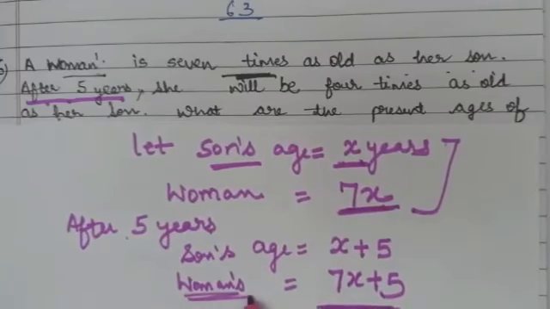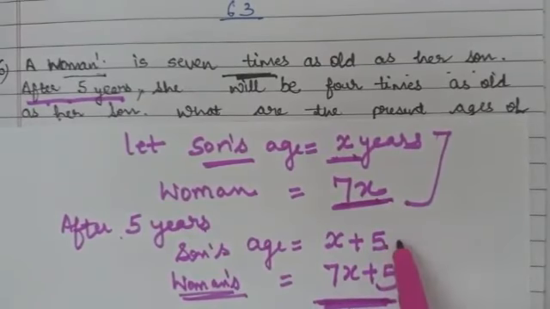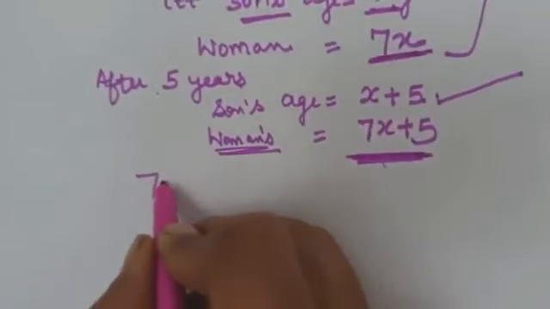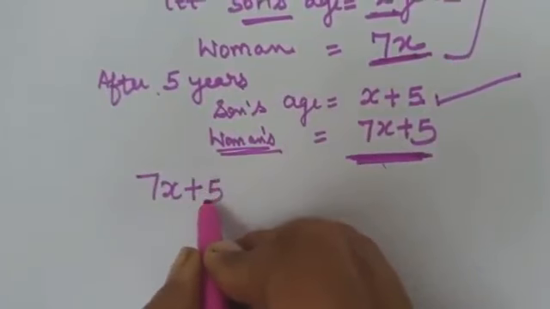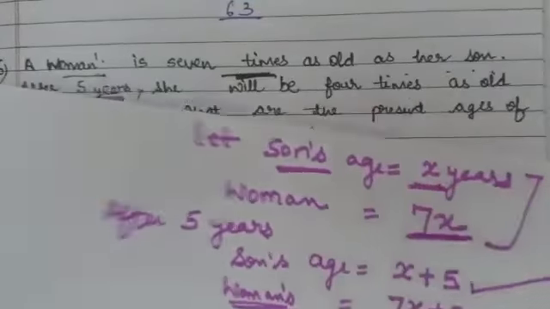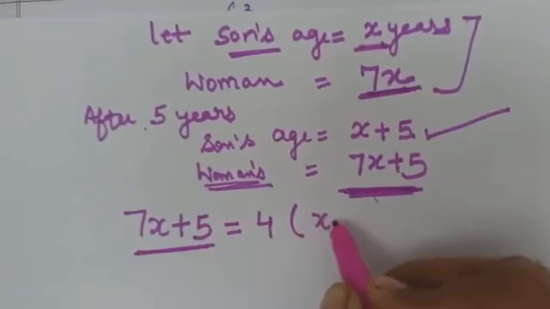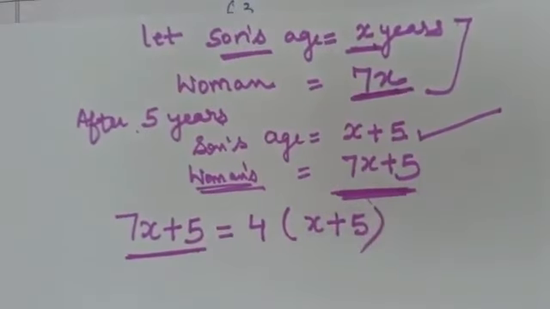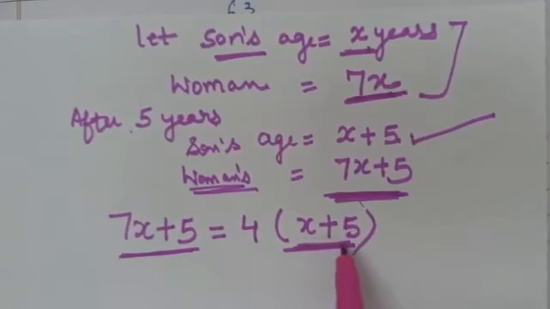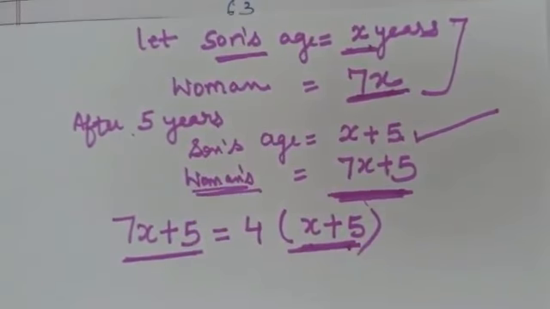Now they are saying after 5 years she will be, who is she? The woman. She will be 4 times as old as her son. So it means what we will write, after 5 years, the woman is 4 times age of his son. Here students, we cannot take x, we will take x plus 5 because we are talking about after 5 years. Clear?